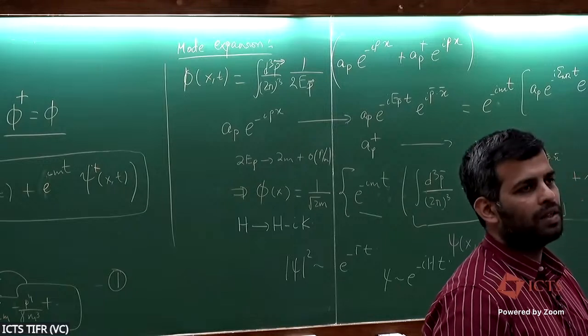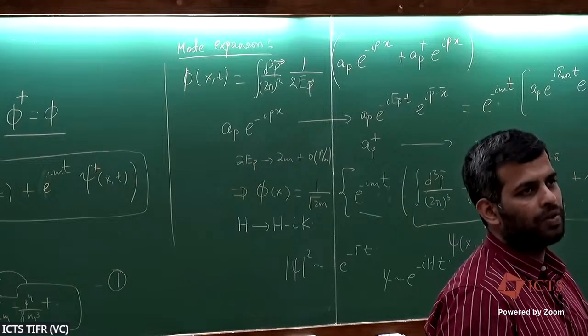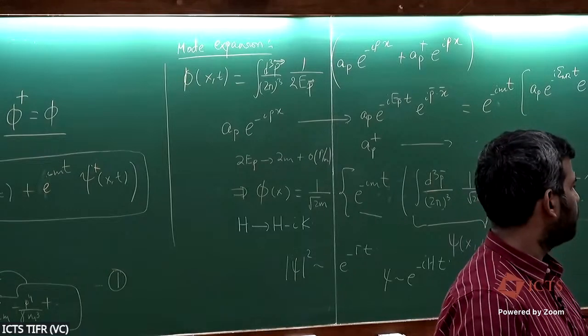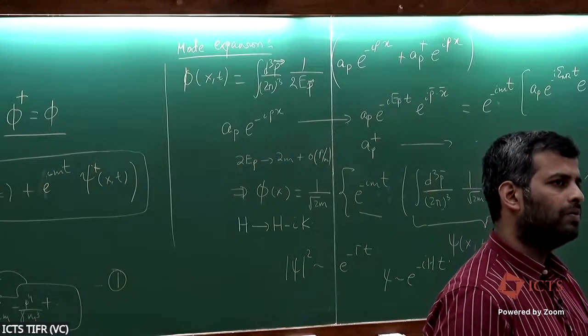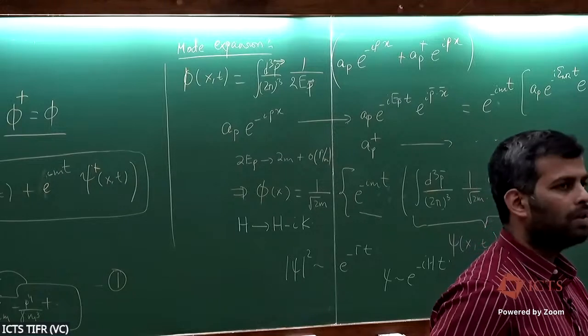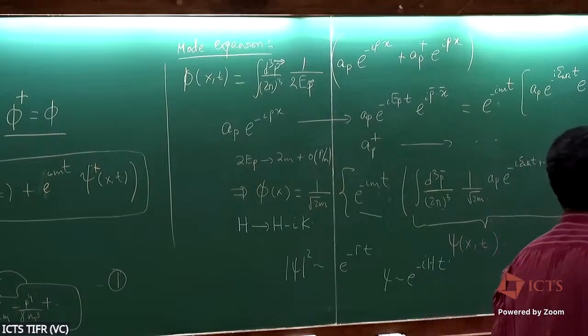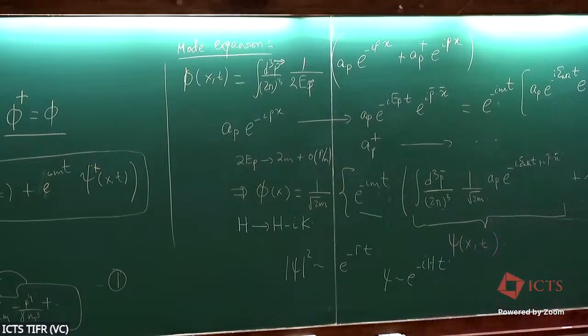So phi is the relativistic theory. In the relativistic complex scalar, when I do the mode expansion of phi, there is a piece corresponding to particle, and there's a piece corresponding to antiparticle. Okay?